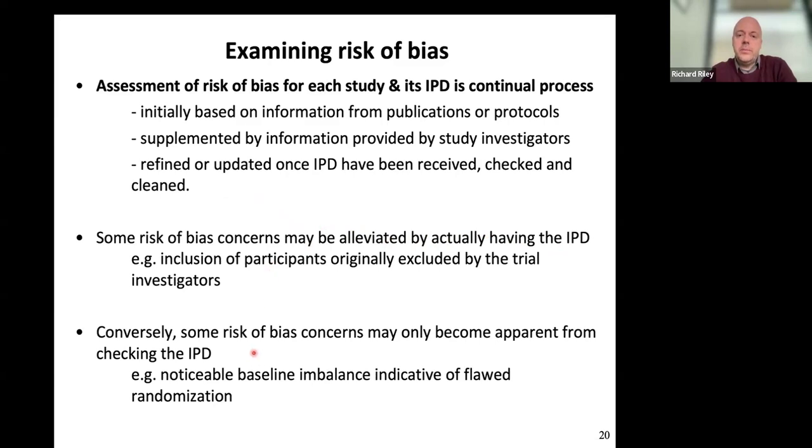Conversely, you may find more risk of bias concerns than you originally thought about. So, for example, you may notice strange baseline imbalances, indicative potentially of flawed randomization, only from looking at characteristics within the IPD that weren't reported in a Table 1.